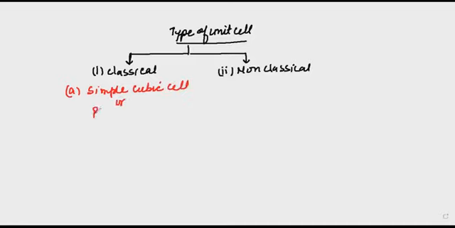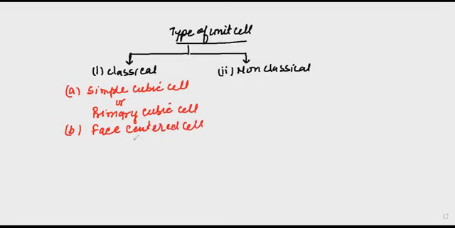or this is actually called the primitive cubic cell. The second one is the face centered cell. This is FCC. And the third one in classical is the body centered cell, meaning BCC. Clear?